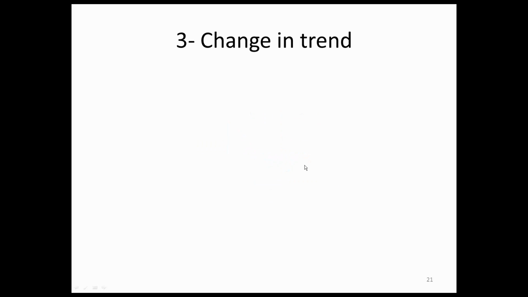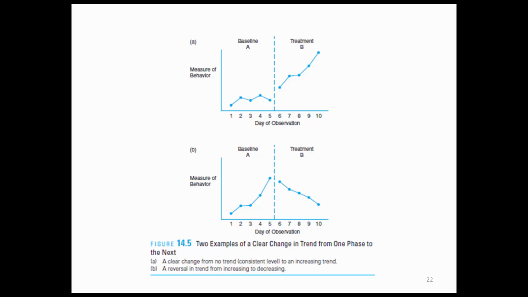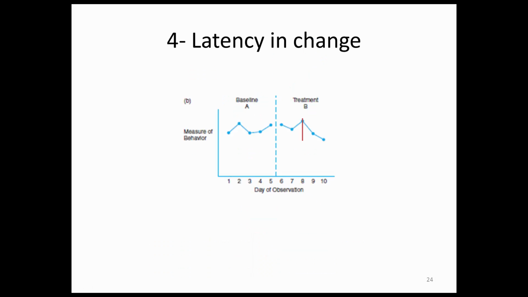And the third scenario is a change in a trend. A change in the trend is that, for example, here we have a sort of stable baseline, and then as soon as you start your treatment you see the score starts going up. That's also good news. That means your treatment is working. Or in this situation, the score was going up before your treatment, and as soon as you start your treatment, the scores or the performance is going down. That again is good news and means that your treatment is working.